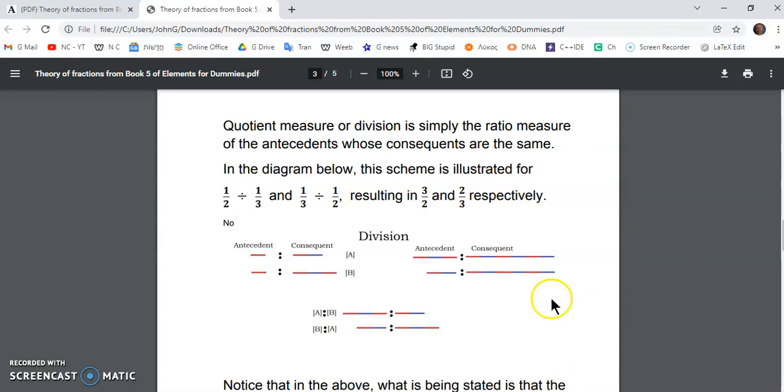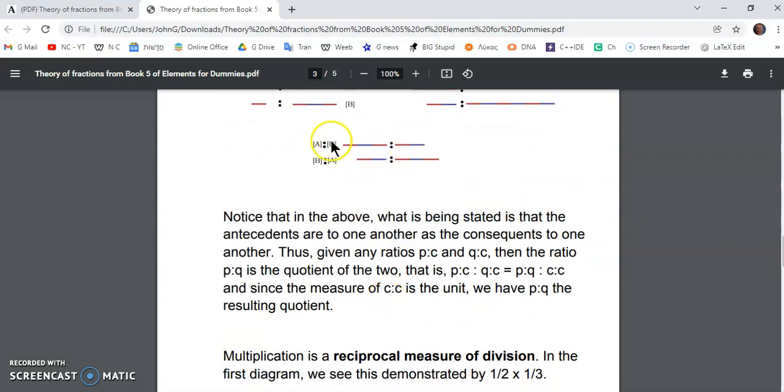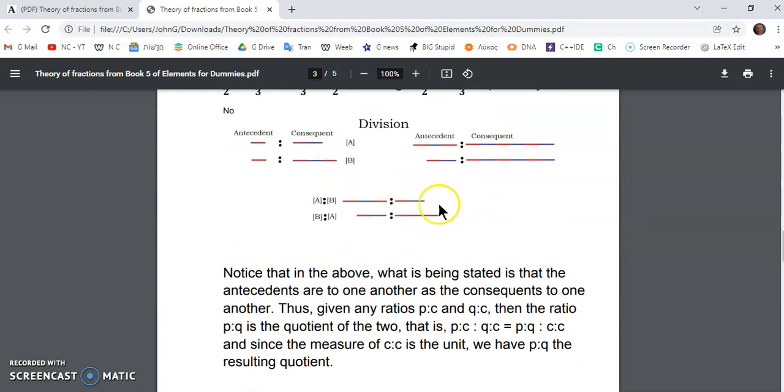Now, quotient measure or division is simply the ratio measure of the antecedents whose consequents are the same. So in this diagram below here, we're looking at a half divided by a third. If we change these to the same consequent, then this is what we'll have on the right here. And notice that in this scheme, what is being stated is that the antecedents are to one another as a consequence to one another.